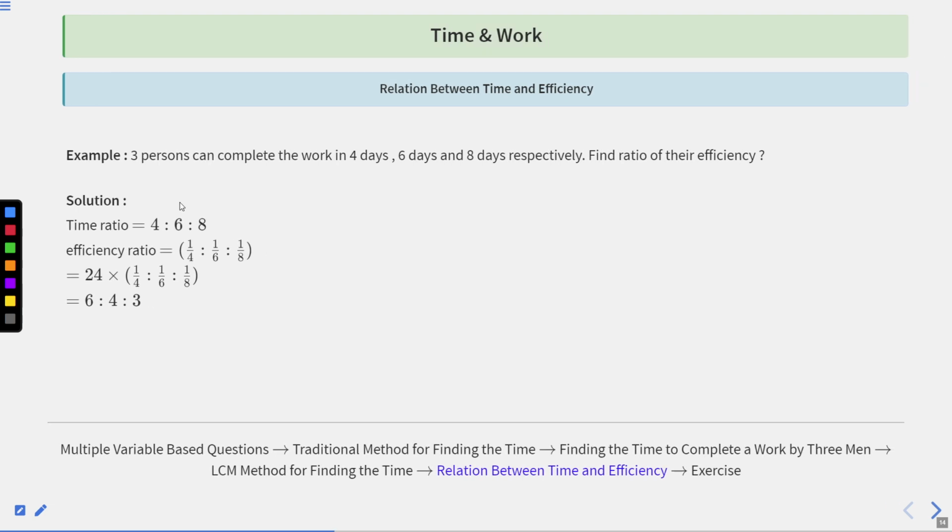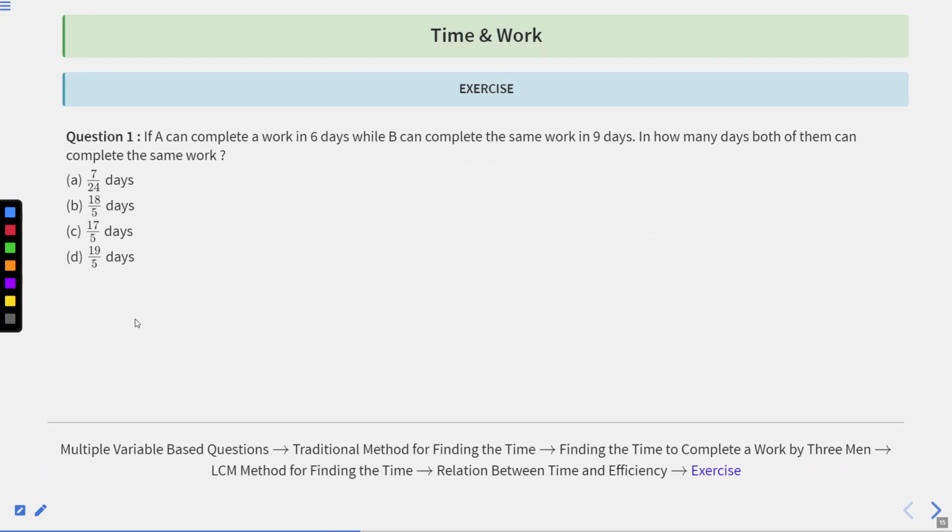So let us see an example. Three persons can complete the work in 4 days, 6 days, and 8 days, respectively. Find the ratio of their efficiency. So the time taken by them is in the ratio 4 is to 6 is to 8, and we want the efficiency ratio. We can just do the reciprocal as seen in the previous slide. So it will be 1 upon 4 is to 1 upon 6 is to 1 upon 8. But nobody likes fractions, so we have to get rid of the fractions. To do that, take the LCM of the denominators, that is 4, 6, 8, and it will be 24. So multiply this ratio by 24, you will get the efficiency ratio equal to 6 is to 4 is to 3.